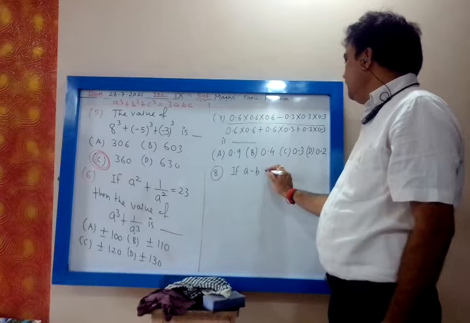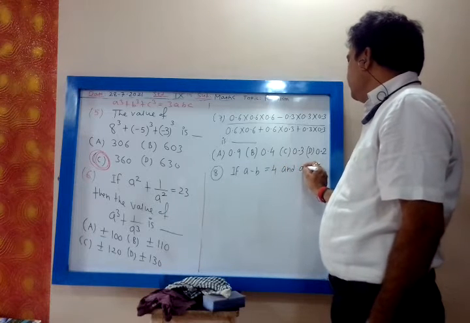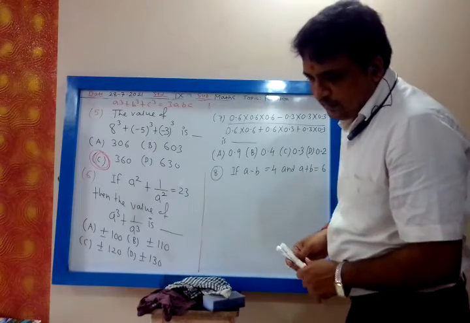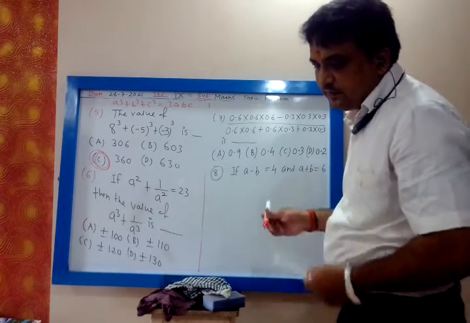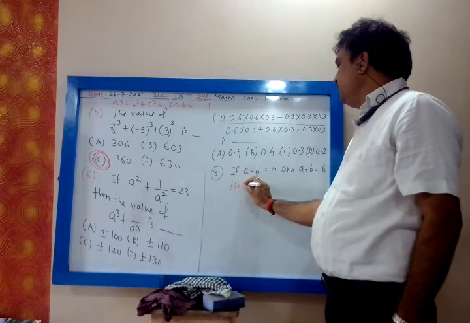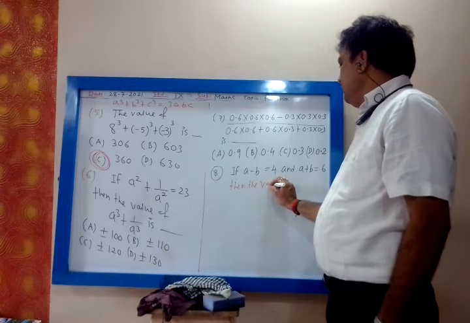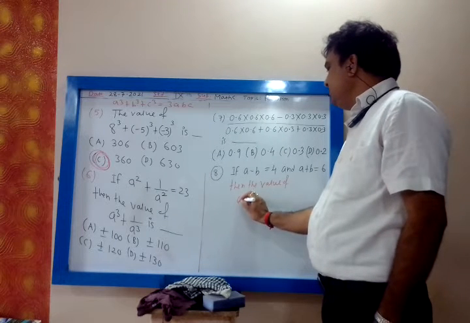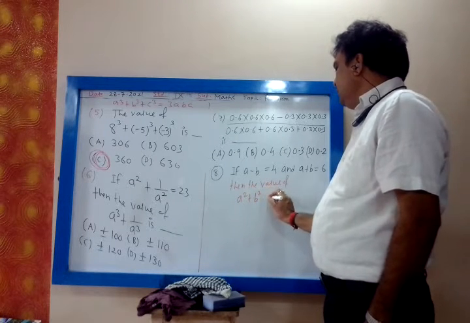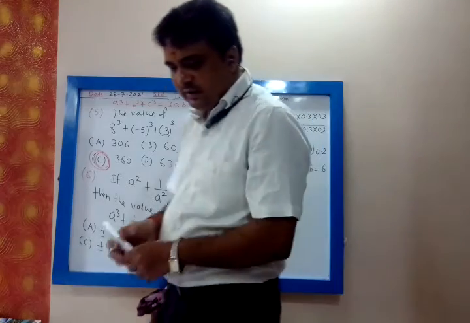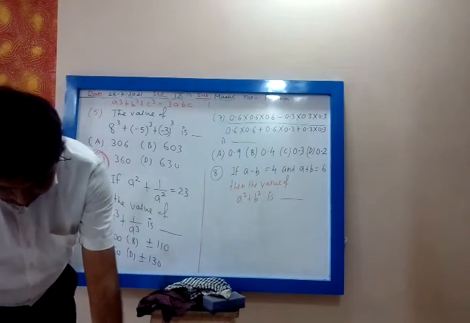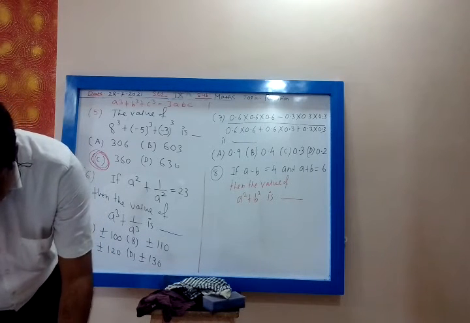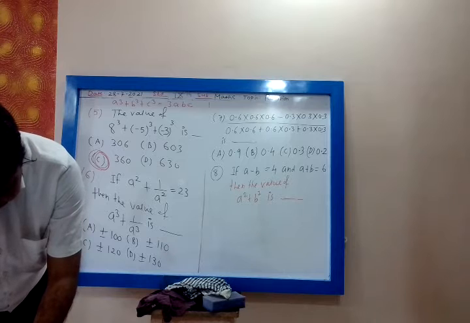A minus B is 4 and A plus B is 6. 0.3. Okay. A minus B is 4, A plus B is 6. Then the value of A square plus B square, 0.3. 3 students have got the answer 0.3. Let us see. Okay, 0.3.